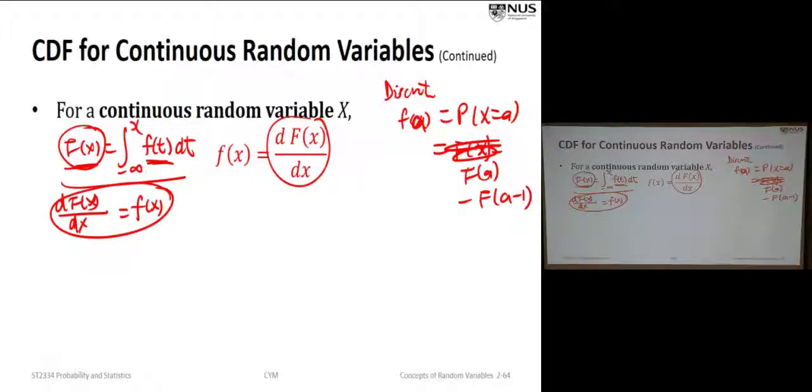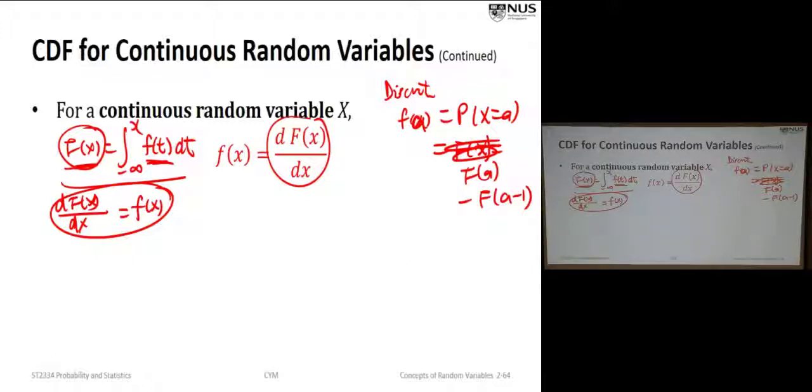I think, if I remember correctly, I forgot all this. I don't know whether it's called the first fundamental theorem of calculus, but this is the property.